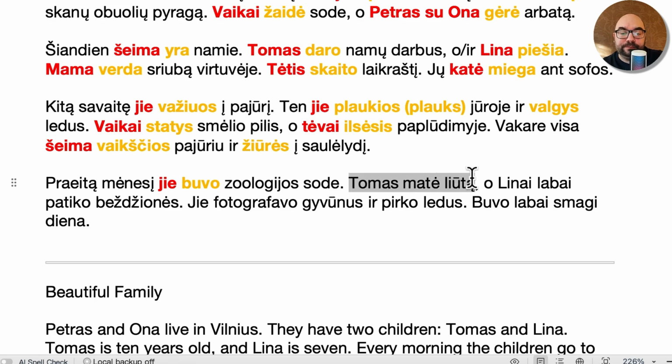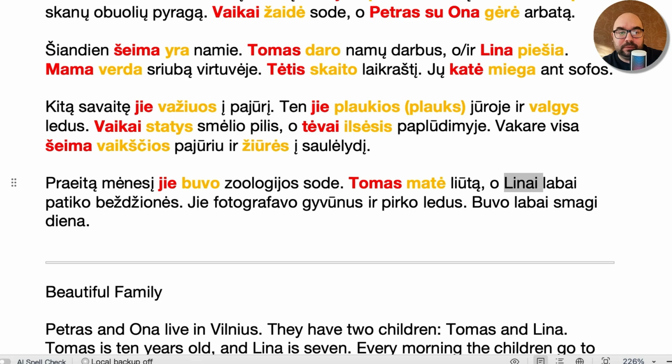Tomas matė liūtą. Tom saw. You can see in this case, we don't have a prefix, but it's still saw, not was seeing, right? Therefore, I can't always say it, because the distinction in Lithuanian between continuous and simple action is so blurry. Usually without a prefix it will mean a continuous action, but it doesn't in this case. Matė means saw. You can say pamatė with the prefix, or matė; in both cases it would be saw.